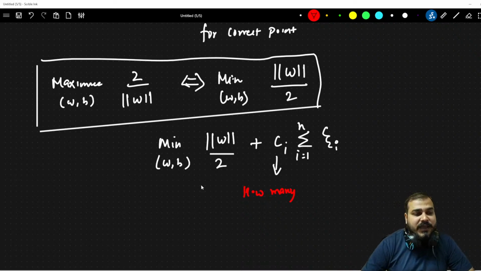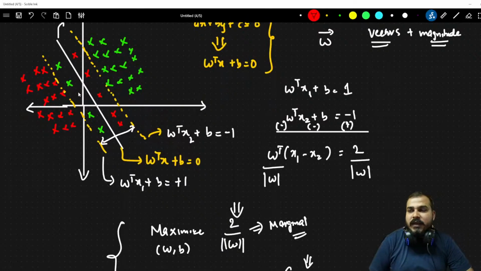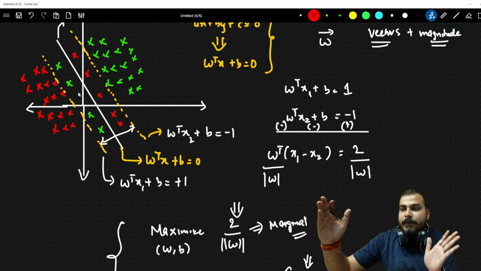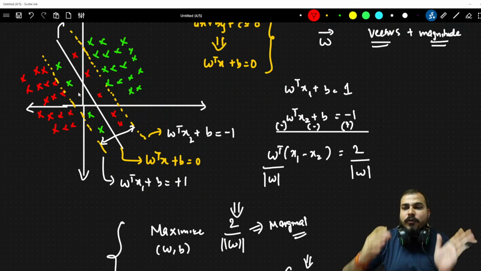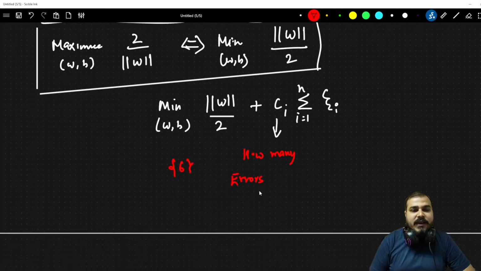How many errors we can have. If it says that fine, we can have 6 errors or 7 errors. Even though we are using the marginal plane, how many errors we can have? So here I am specifically writing how many errors we can have. This is what is specified by C of I.